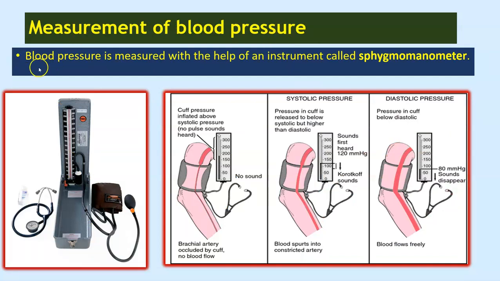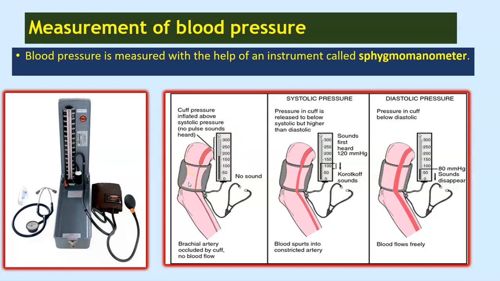Measurement of blood pressure. Students, blood pressure is measured with the help of an instrument called a sphygmomanometer. This instrument consists of an inflatable rubber bag, a cuff, covered by a cotton cloth. It is connected with the help of tubes to a mercury manometer on one side and a rubber bulb on the other side. During measurement, the person is asked to lie down. The instrument is placed at the level of the heart, and here you can see in this image, the cuff is tightly wrapped around the upper arm.